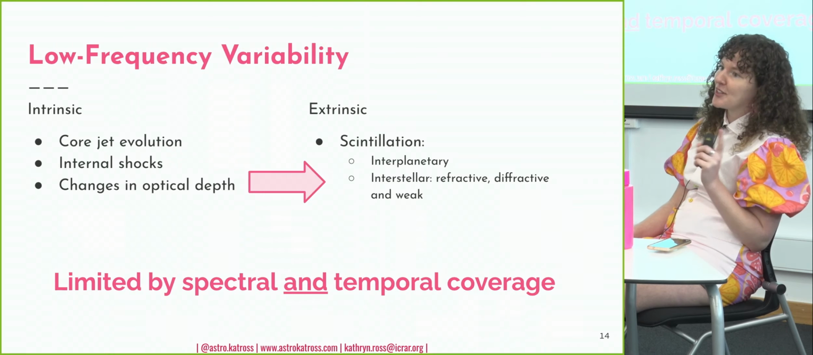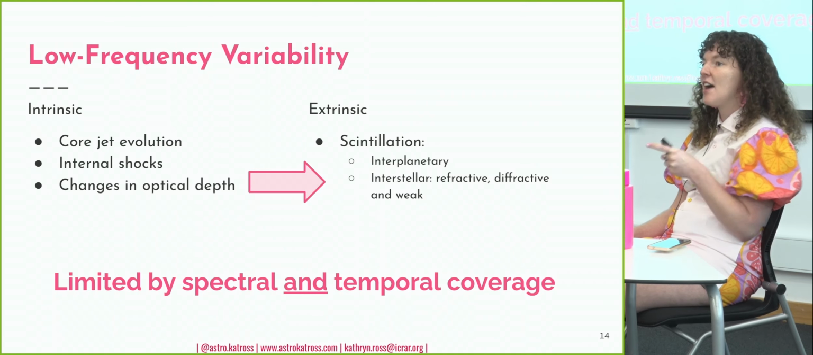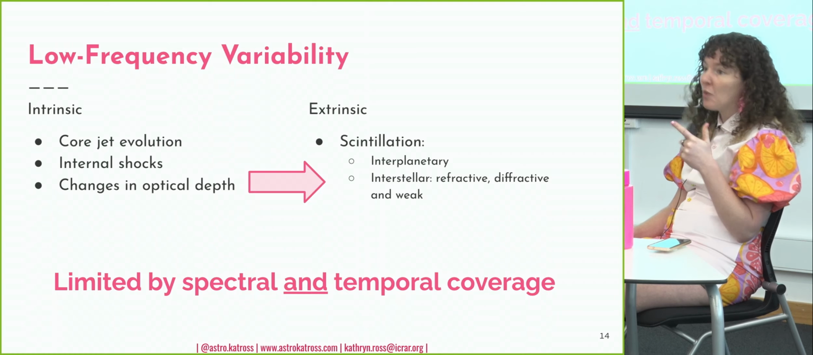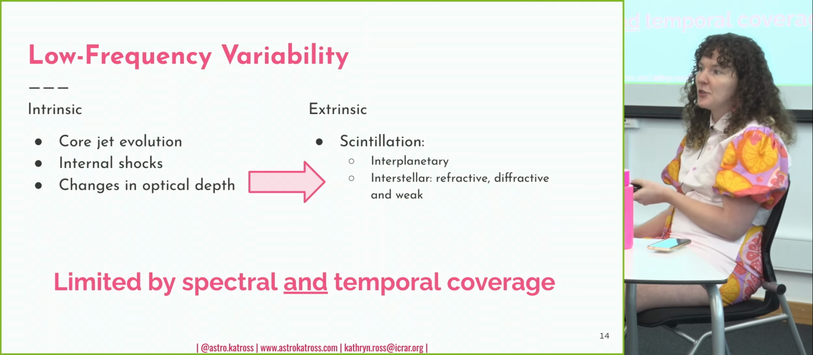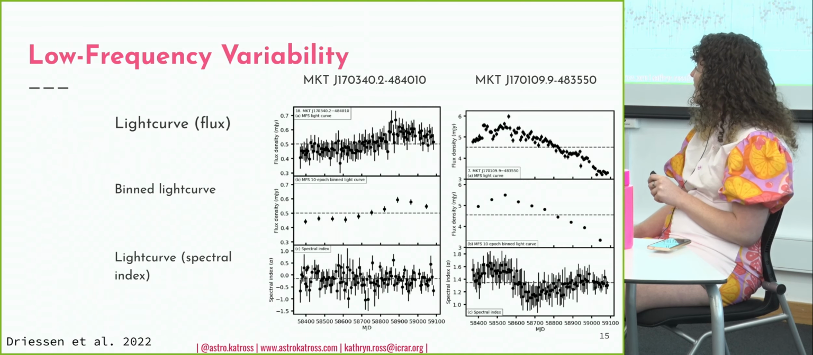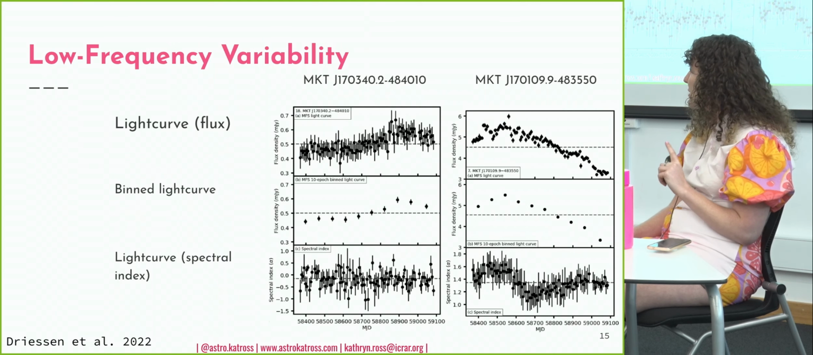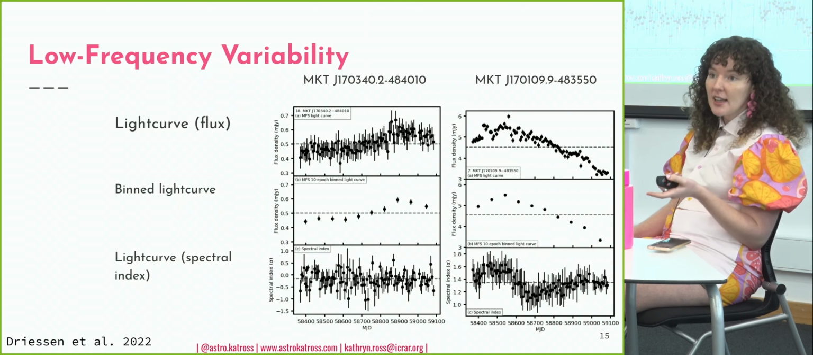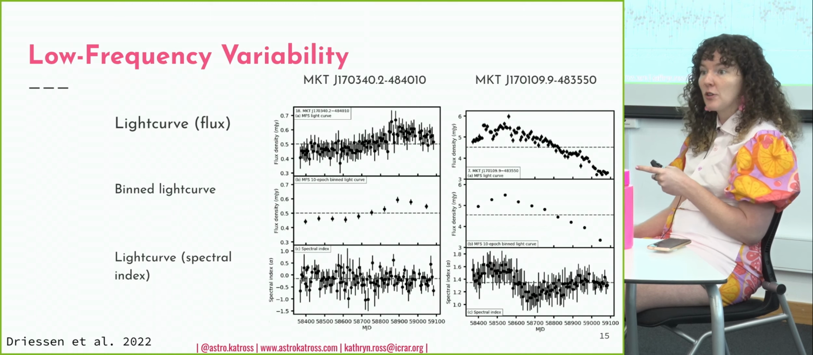Now, in order to differentiate between what's intrinsic variability and what's extrinsic variability, we're limited by not only our spectral coverage, but also our temporal coverage. So once again, the spectra is incredibly important here, but because it's variability, we also need the temporal coverage as well. Just to give an example of what this looks like, this is a really great paper by Laura Driessen in 2022, looking at some MeerKAT observations.